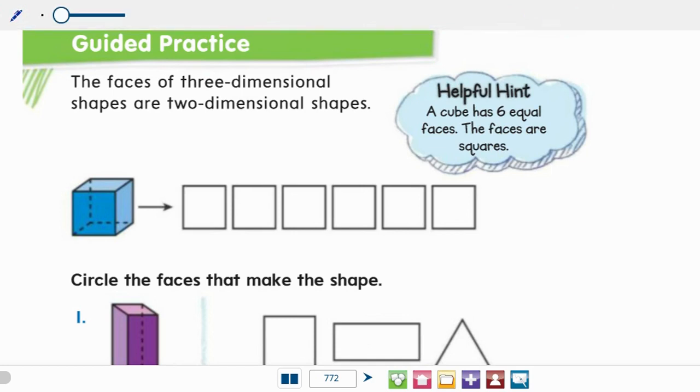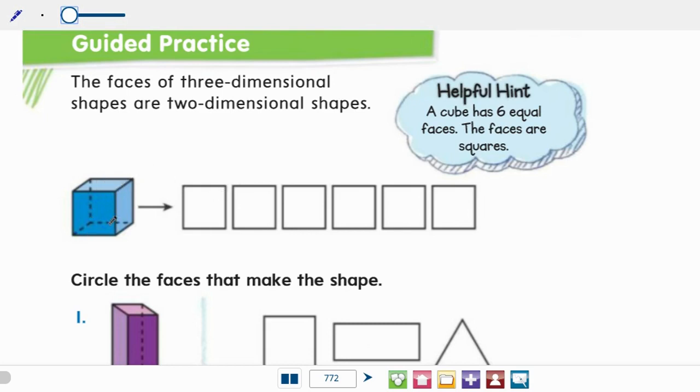So it says the faces of three-dimensional shapes are two-dimensional shapes. All right, so this is a cube. It's a three-dimensional shape. But each face, each side of them, is a two-dimensional shape. So you can see here we've got a square. And so if we actually took off each of these, it would break into these different sides. So each of these would be a different square, sorry.